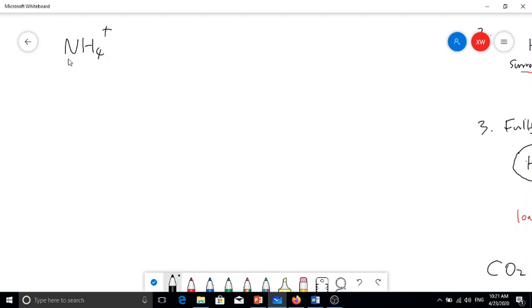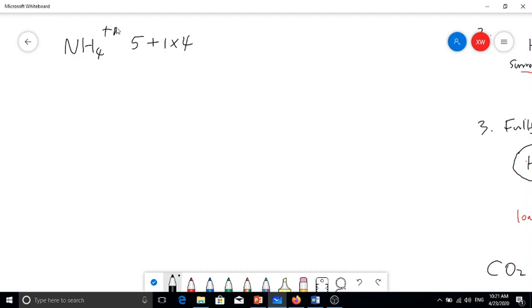Okay, so we're gonna do the same thing. Nitrogen has 5 valence electrons. Hydrogen has 1 valence electron each, but there are 4 hydrogens. So in total, there's 5 plus 1 times 4. Now, if both nitrogen and hydrogen stay neutral, meaning they're not losing electrons, they're not gaining electrons, then they would have 0 charge and 9 valence electrons.